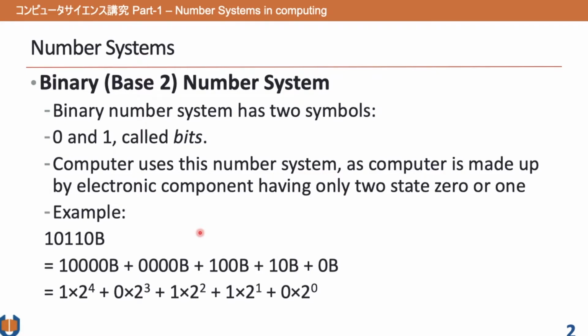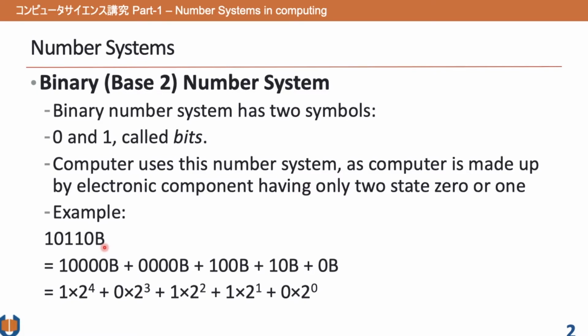Similarly, the binary numbers that all of our modern computers use have only two symbols, zeros and ones. Why does a computer use only zeros and ones? Because computers use electronic components that have only two states, on and off, or zeros and ones. This is an example of a binary number: 10110B. B is for binary.